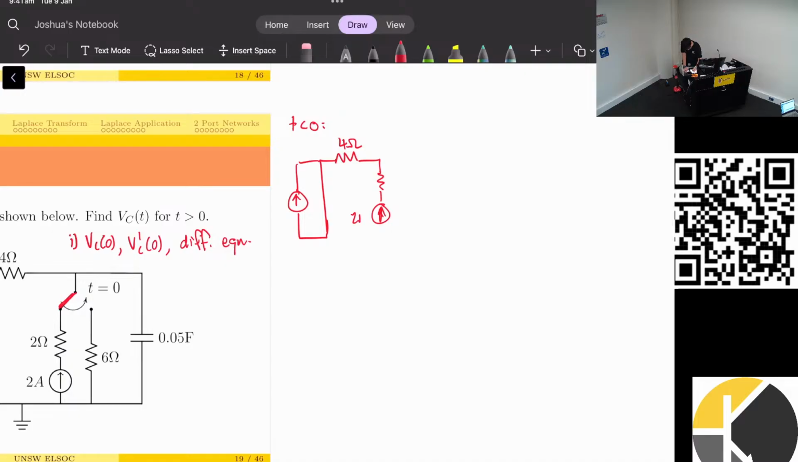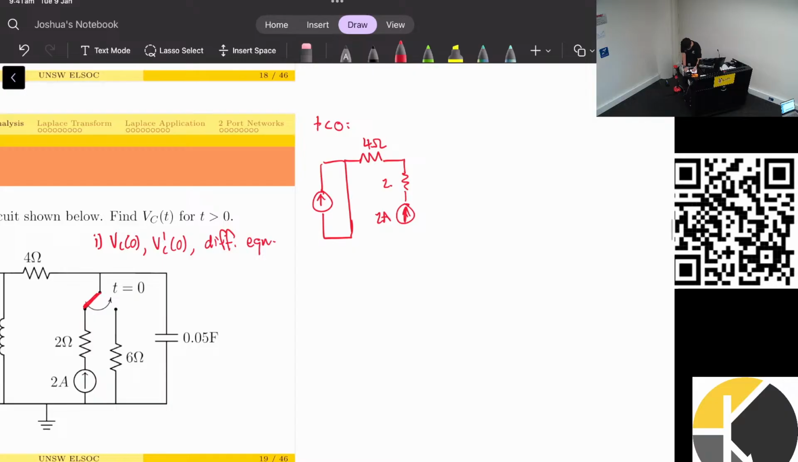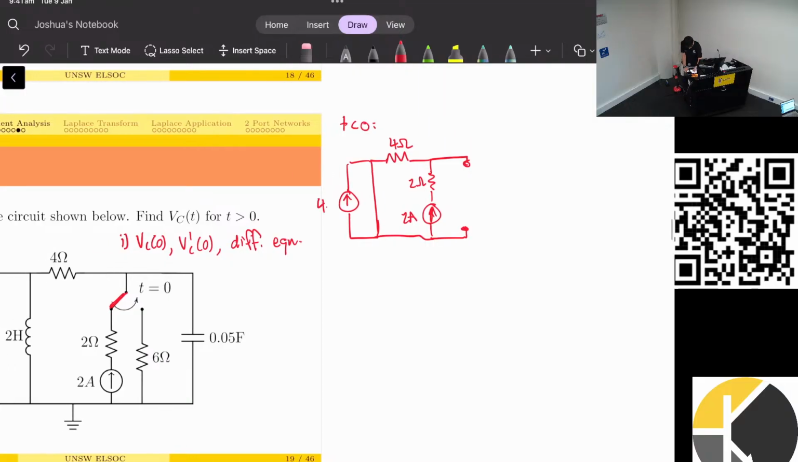This 2 amps, I believe. Yep. Cool. And this one is open, like this. Great. So the things I'm interested in is the voltage, and later on when I'm trying to find the derivative of the voltage, I'm actually going to need the other variable, which is the current through the inductor. So I'm going to want to find both of these for t is less than 0.